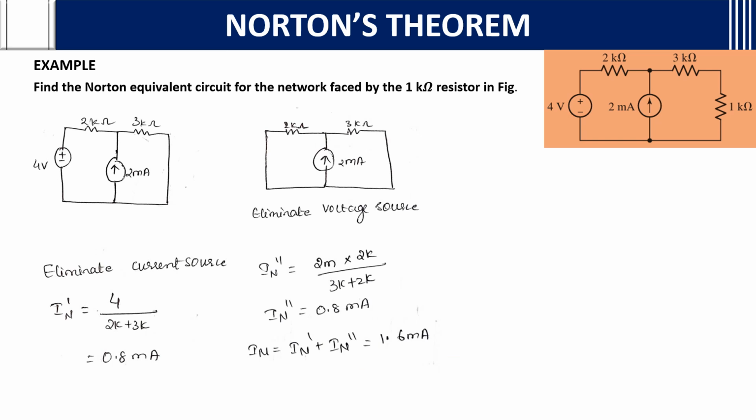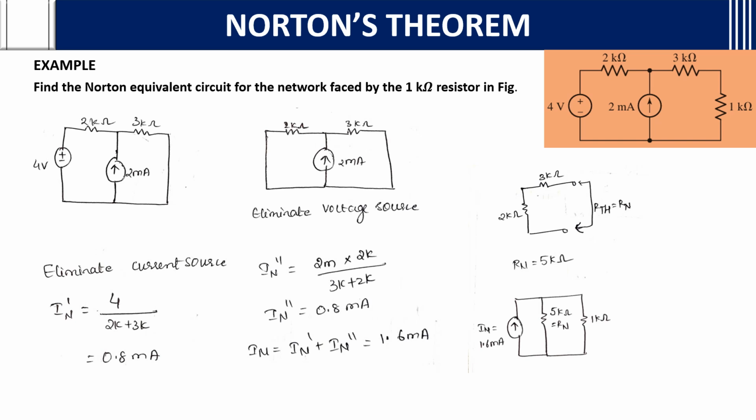After getting IN, we are left with RN. To get RN, you remove all the sources and keep only the resistances, 2K and 3K. If you see, these both are in series, you will get 5 kilo ohm. After getting the RN and the IN, you need to draw the circuit back by again connecting the 1 kilo ohm that we had removed initially, that is the load resistance, and we need to add this IN, the Norton's current 1.6 milliamperes, in parallel with the 5 kilo ohm.